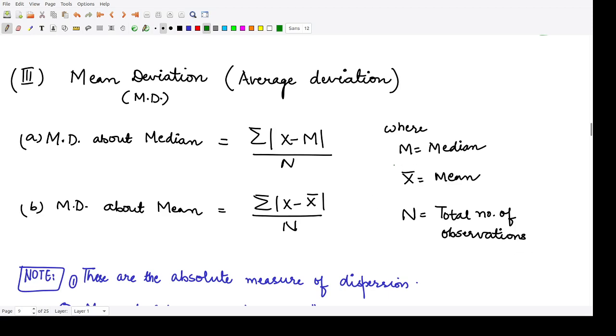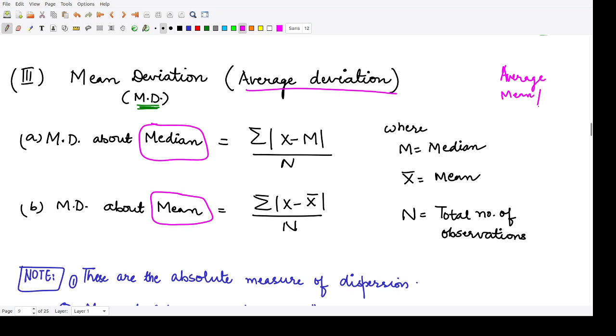So the next measure is mean deviation or average deviation. It is acronymed by M.D. What is this mean deviation? This is defined either about mean or about median. It is the average deviation. That means we are seeing the deviation about the average, and by average, we can either take this to be mean or median.